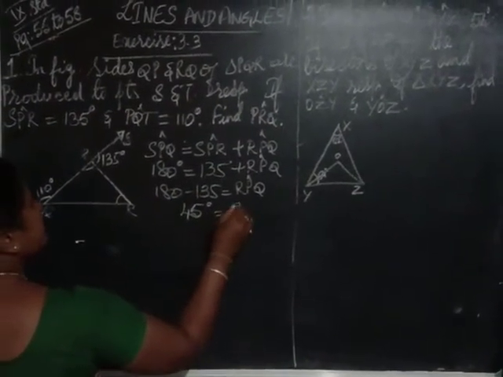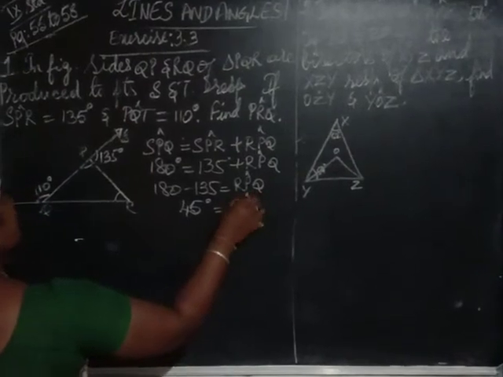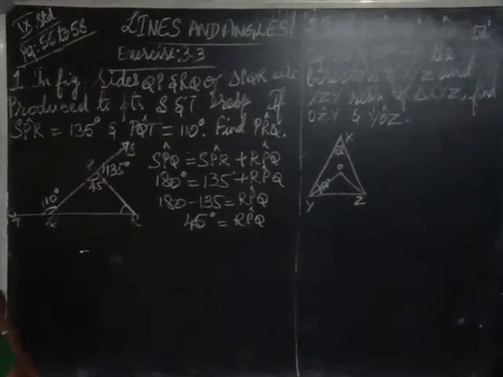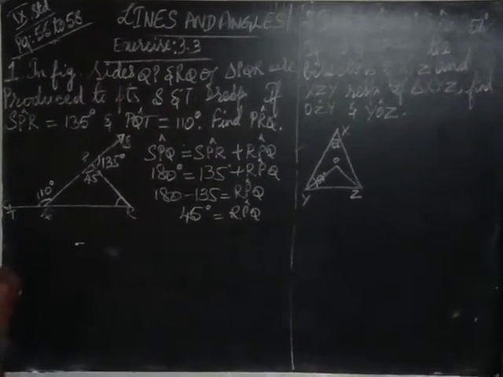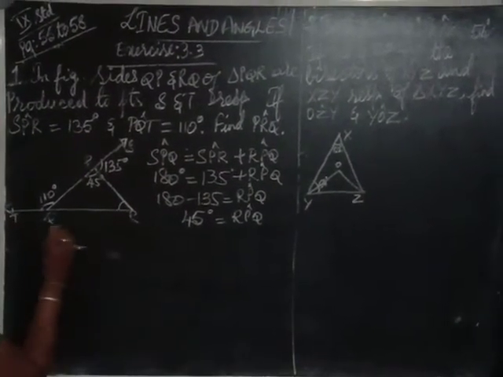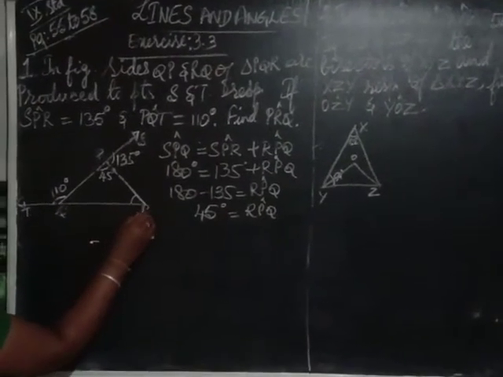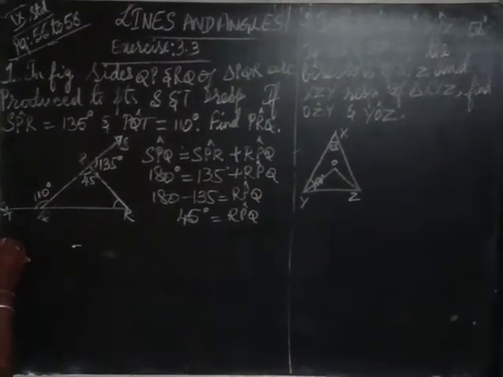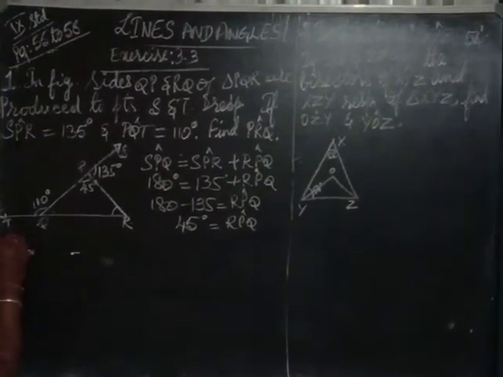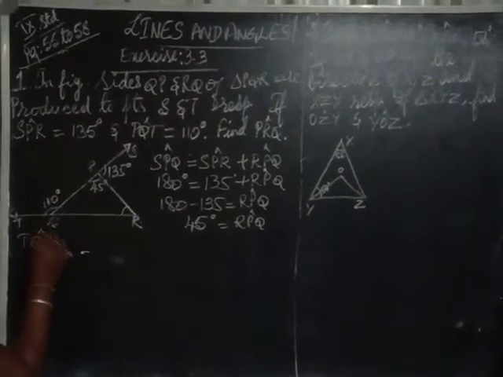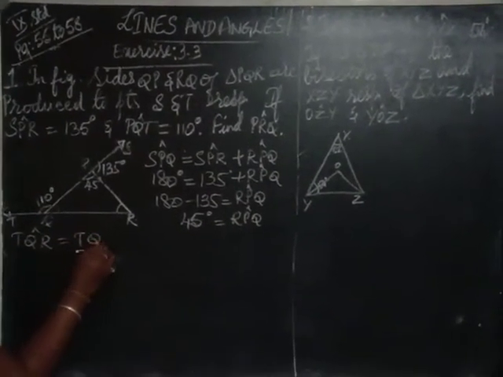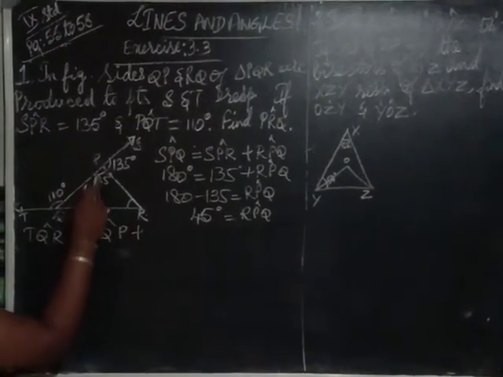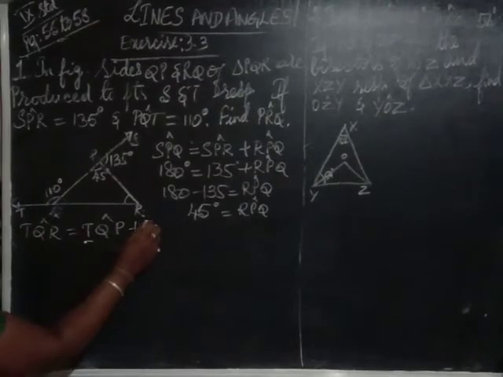RPQ is equal to what? 45 degree. This is how much we got? 45 degree. Okay, children. Next, just observe this TQR. This is also a straight line, correct? That forms here how much? 180 degree. So therefore, angle TQR is equal to TQP plus PQR.